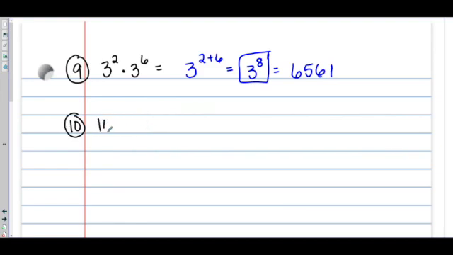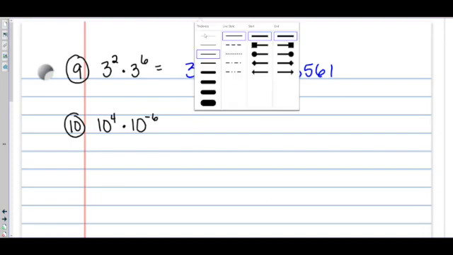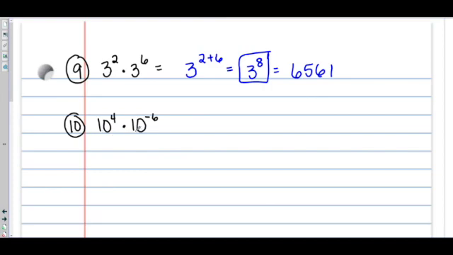Number 10 says 10 to the 4th power times 10 to the negative 6th power. Okay, so the bases are the same. So when you multiply, you add your exponents. So we have the base 10, and then 4 plus negative 6. Okay, so here we have different signs, so we're actually going to subtract, keep the sign of the bigger number. So we end up with 10 to the negative 2nd power.